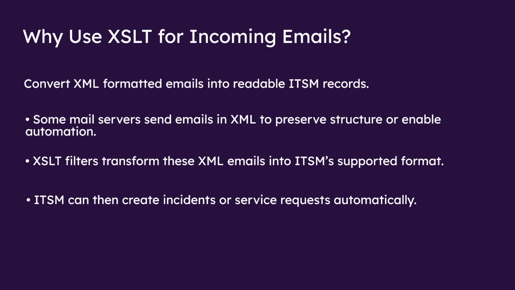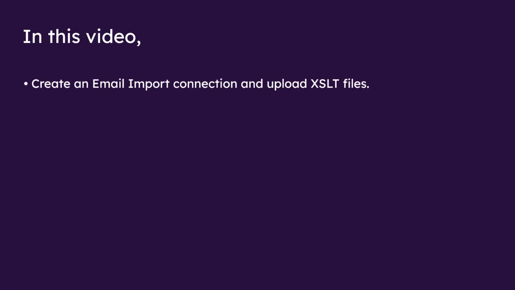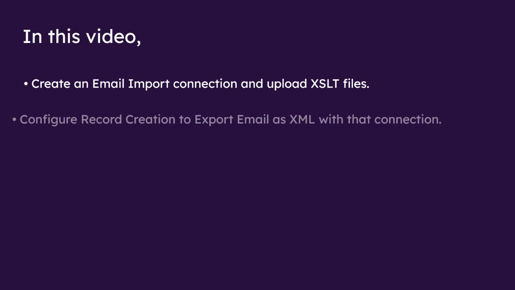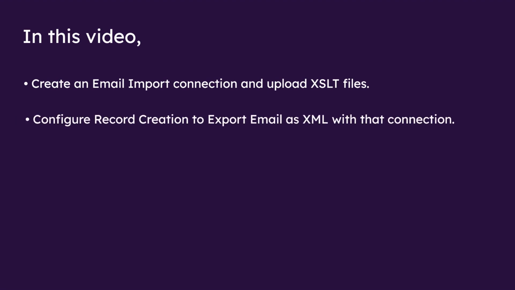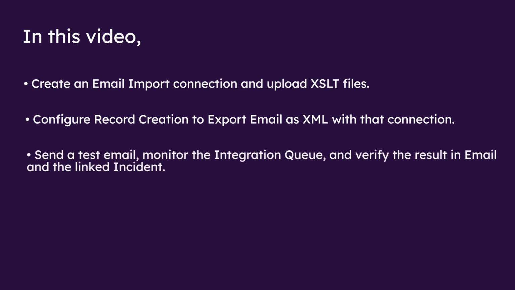ITSM can then create incidents or service requests automatically. This video shows you how to set it up in ITSM. In this video you will create an email import connection and upload XSLT files. Configure record creation to export email as XML with that connection. Send a test email, monitor the integration queue and verify the resultant email and the linked incident.